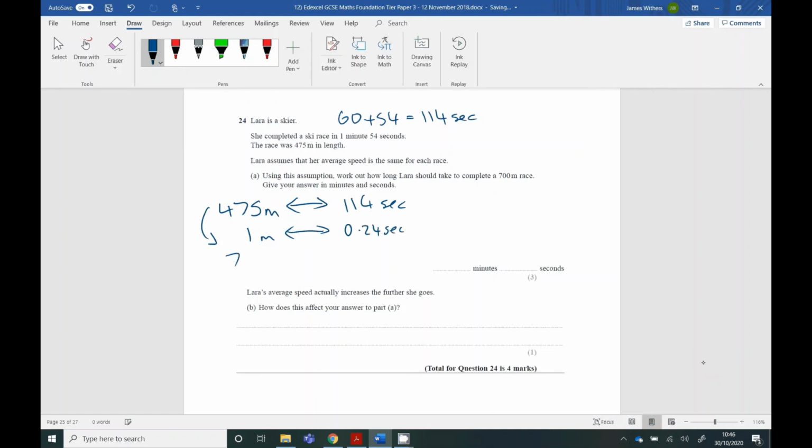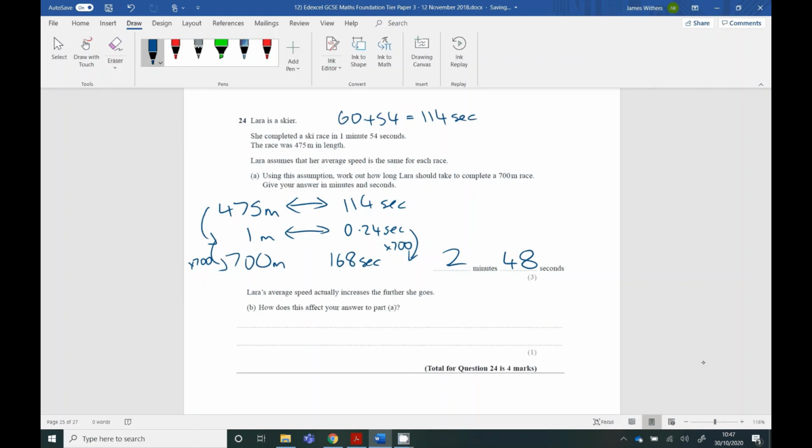So if it was 700 metres, it's going to take us 700 times as far. So we're going to times that by 700. So 0.24 times 700, which is 168 seconds. Now we want to convert that into minutes and seconds. So 2 minutes is going to be 120 seconds, and then 48 seconds left. So 168 seconds is the same as 2 minutes, 48 seconds.